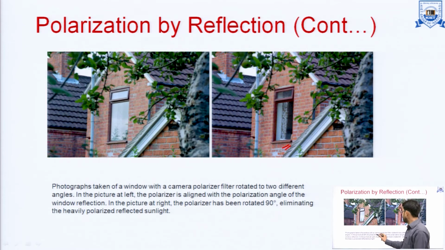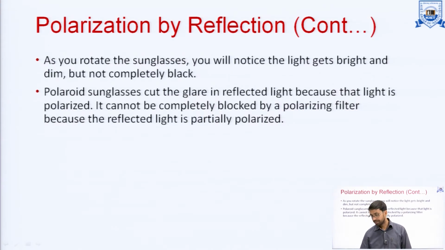Photographs taken of a window with a camera polarizer filter rotated to two different angles. In this picture, the polarizer is aligned with the polarization angle of the window reflection, and in picture B, the polarizer has been rotated 90 degrees. So, it has removed the glare.